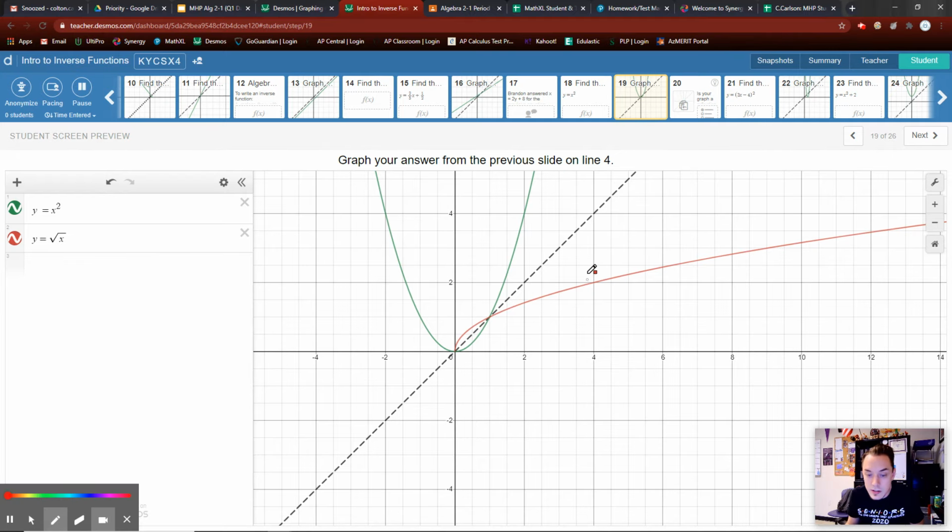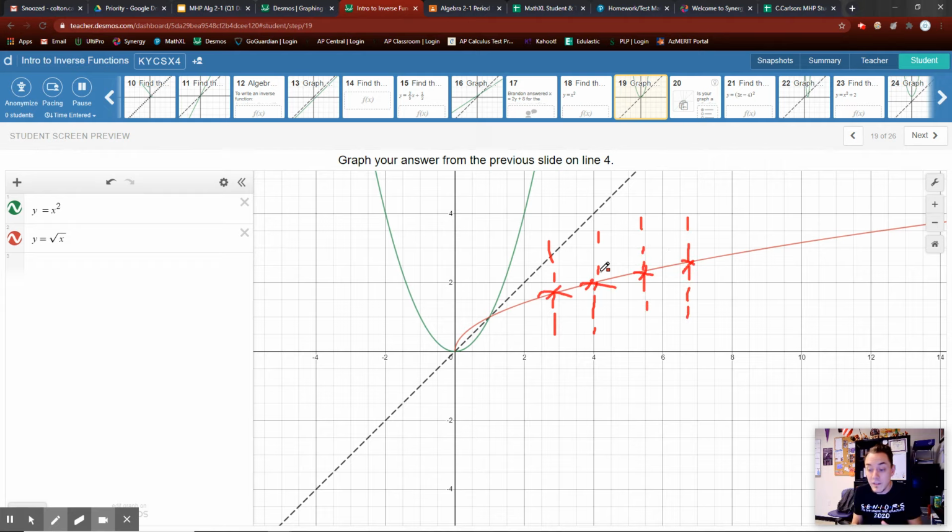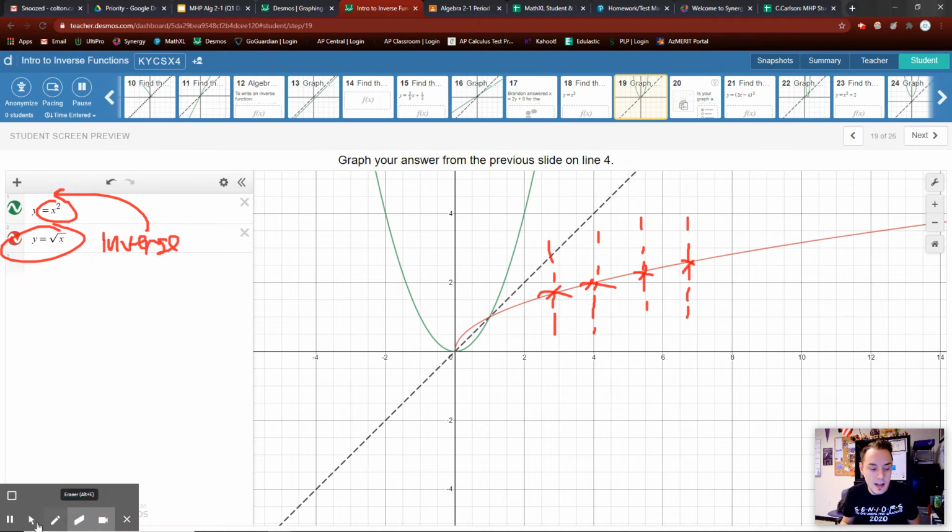Now look at this. If I do the vertical line test, is this a function? Yes, because it only passes through that graph one time. So this is the actual inverse function of x squared. Make sure you get that written down, and I'm going to erase.